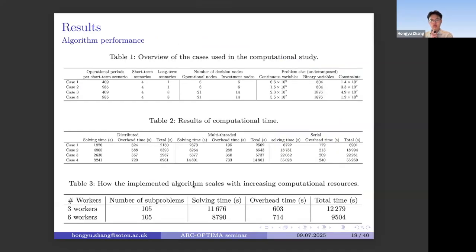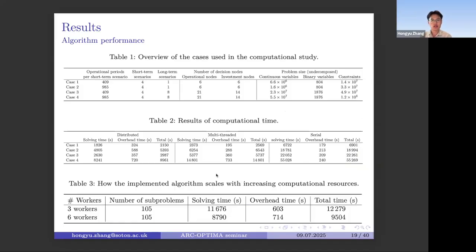Okay, so first, in terms of results, I would like to present the algorithm performance. The first table summarizes the cases that we use to test the algorithm, and it's fairly large. It has up to 55 million continuous variables, several thousand binaries, and a couple hundred million constraints.